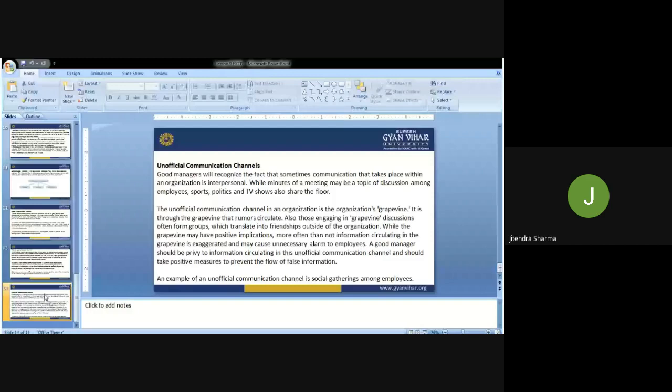An example is a social gathering among employees. Sometimes the unofficial channel passes untoward information, that is gossip and all. Sometimes there is a negative impact of this kind of communication. So an intelligent manager will not allow such things, and he will keep a close watch on these kinds of activities in an official manner.